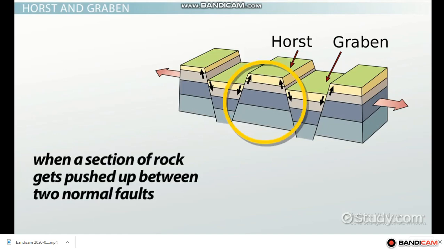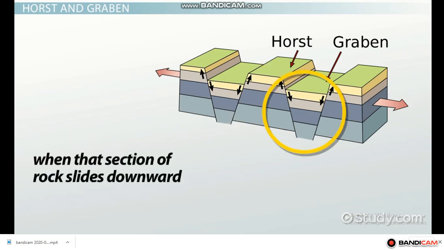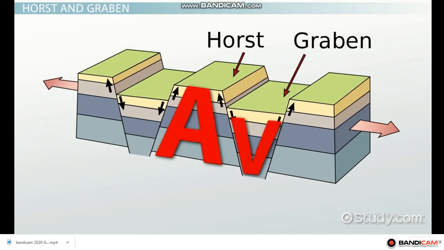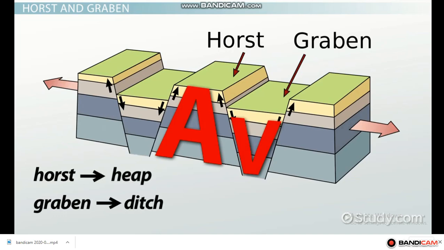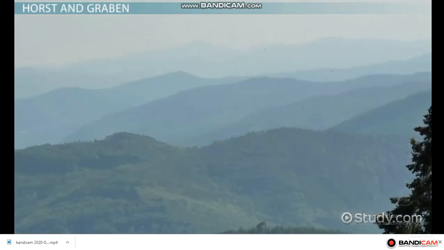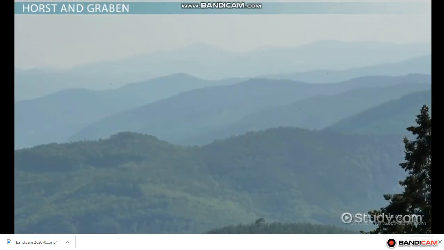When a section of rock gets pushed up between two normal faults, we call it a horst. When that section of rock slides downward, we call it a graben. A horst is shaped like the letter A, while a graben is shaped like the letter V. The terms horst and graben are German and mean heap and ditch, respectively. Grabens are common in the normal fault-rich region of Nevada and Utah. Certain mountain ranges, including the Vosges in France, are horsts.